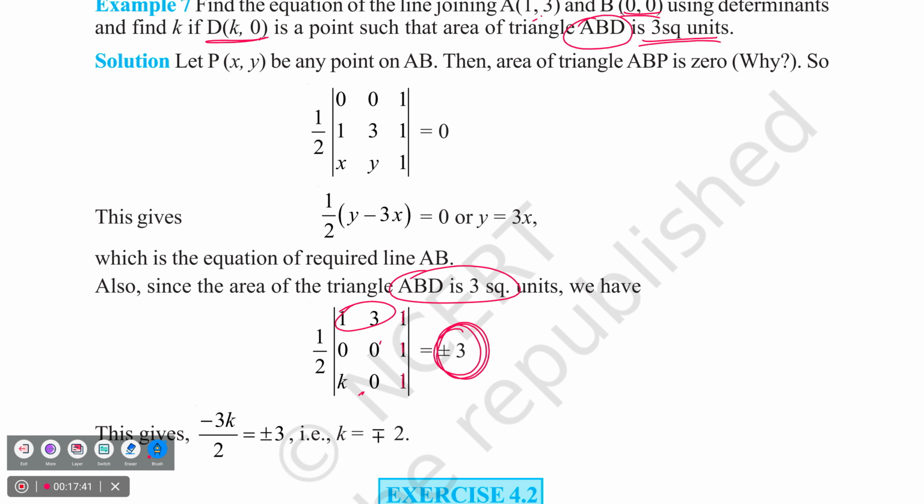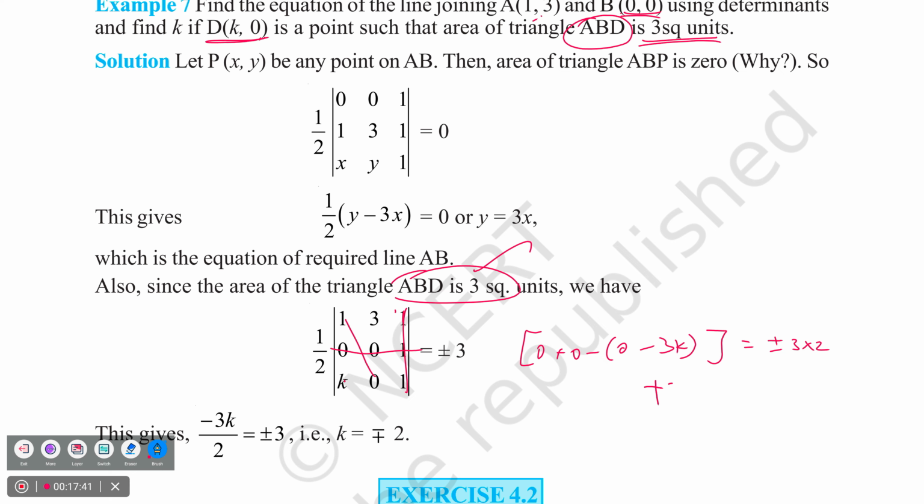So here 1 by 2 equals the area, which is given as 3. You should take plus or minus 3. This 2 you send to the other side, so I get plus or minus 3 into 2, that means 6. Now you take the determinant. I am choosing this one again. First term 0, second term 0, third term with a minus sign, so minus into this will be gone. Then 1 into (0 0 minus 3 into k), that is 3k. This is what I am getting.